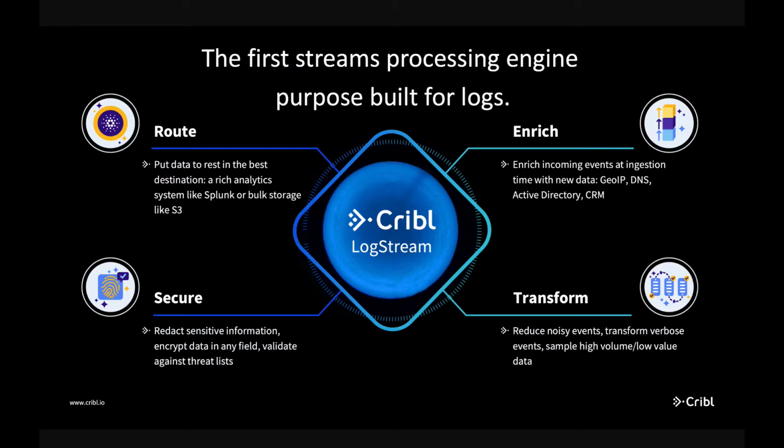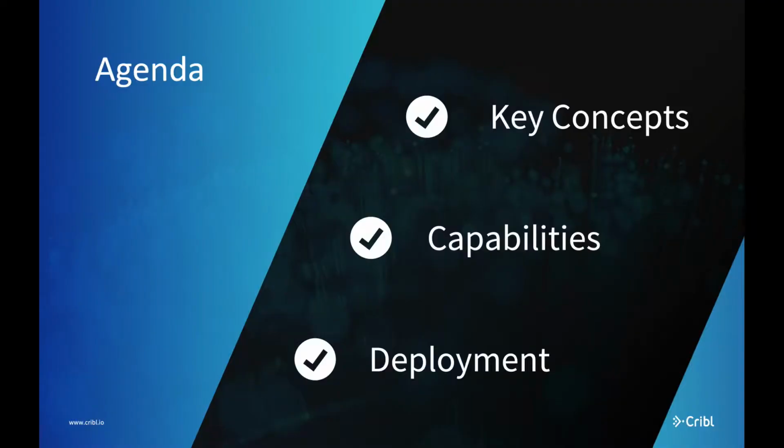LogStream is the first streams processing engine purpose-built for observability, log, and metric data. LogStream helps administrators liberate their existing deployed machine data pipelines to send data to any data store, event stream, or data lake, while securing the contents of their data and controlling costs. This demo serves as an overview of the product's key concepts, capabilities, and deployment.